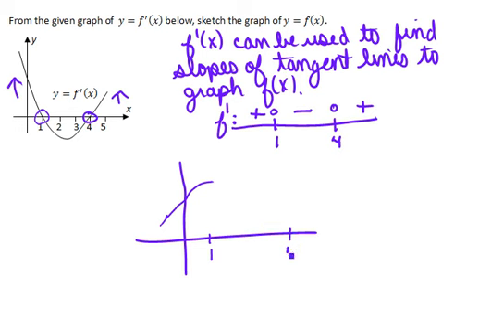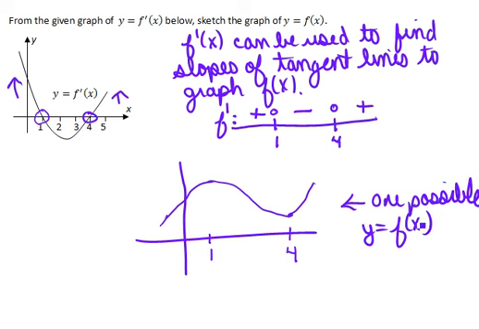Here's 4. Now between 1 and 4, I should have a derivative that's negative, and when I get to 4, let me just say I'm going to put the point for 4 right there. It should level off again, so it's got to do something like this. And then past 4, the derivative is positive, the slope of the tangent line is positive, so my graph should be increasing once again. So this is one possible function f of x that would have this graph as the graph of its derivative.